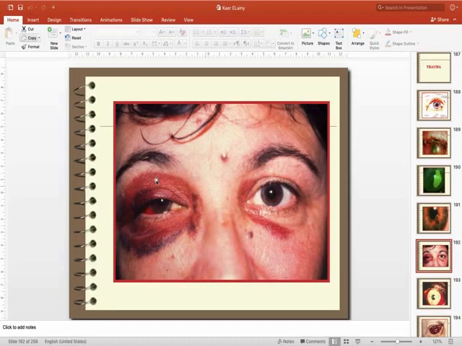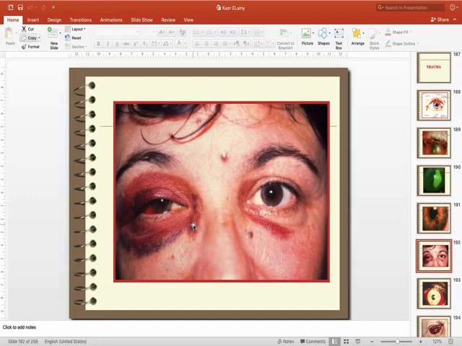This is a photo of periorbital hematoma, which is called raccoon eye or panda eye, like a panda or raccoon, and a subconjunctival hemorrhage in the right eye as well.